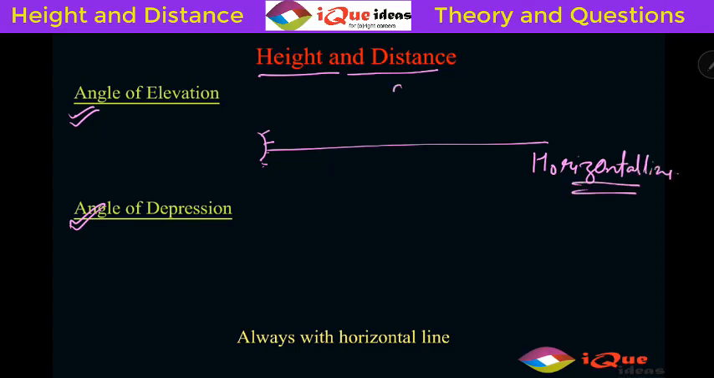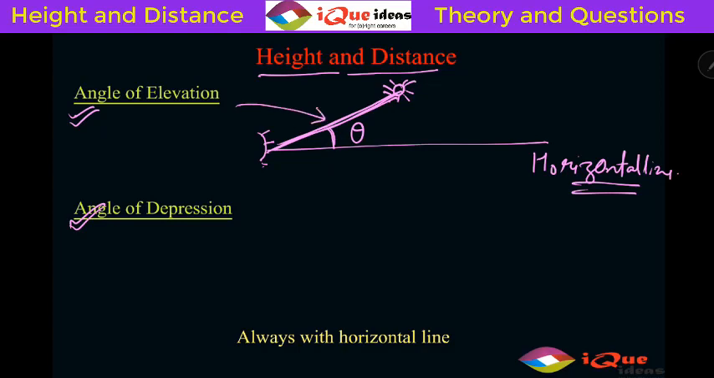Suppose there is an object here like this. If you want to see it, you will roll up your eyes. So by whatever angle you roll up, this angle is called angle of elevation. All right. This theta is angle of elevation in this case.